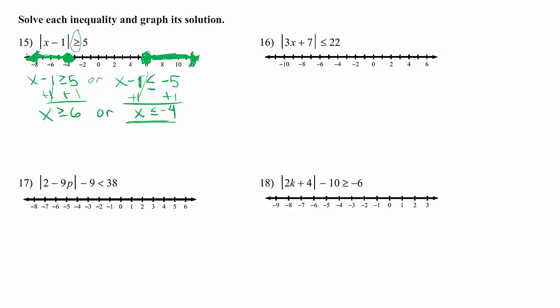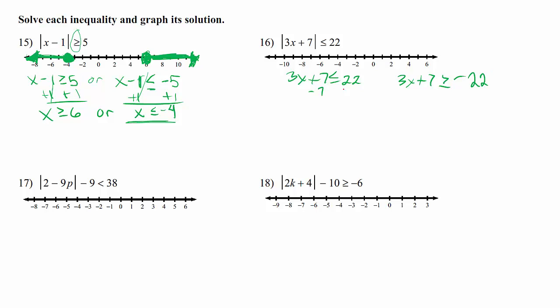16. So we're going to have 3x plus 7, and then 3x plus 7. Flip the inequality. And put negative 22. We're going to subtract 7 on both of these and then divide by 3.